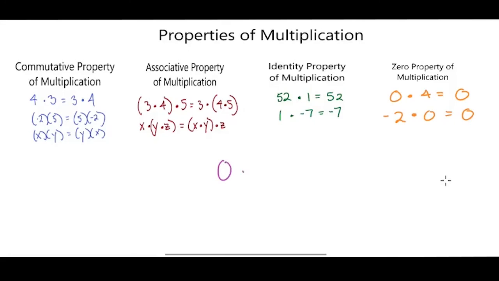If I have 0 times 9 equals 0, which property is this? Well, which property says if I multiply something by 0, I get 0? Well, that would be the zero property of multiplication.